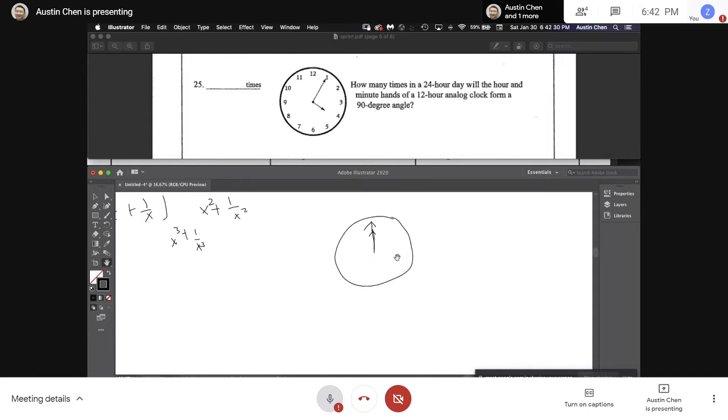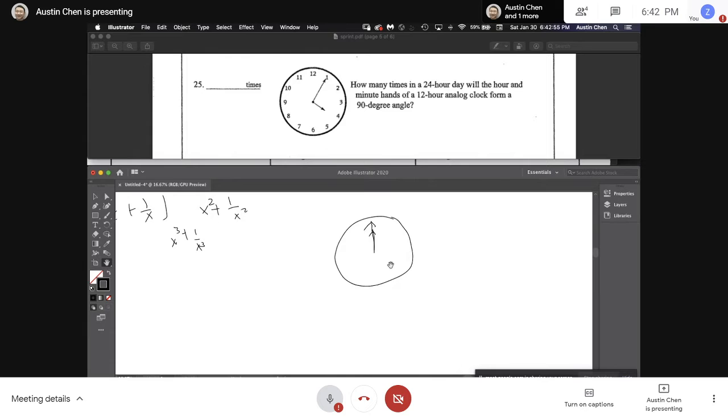Now we can just separate this into 2 parts, where one part is 12 a.m. to 12 p.m. and the other part is 12 p.m. to 12 a.m., and they're identical, right? Because the clock has 12 hours and we're looking at a 24-hour period.